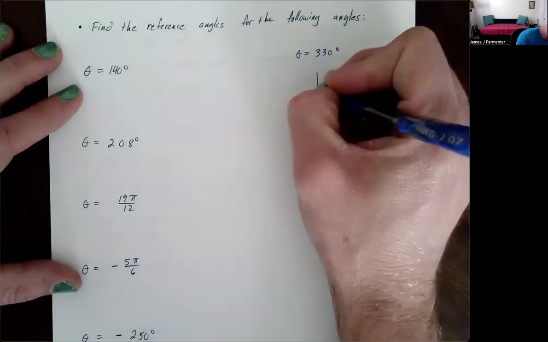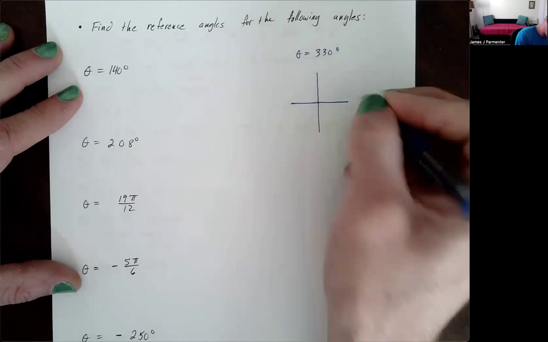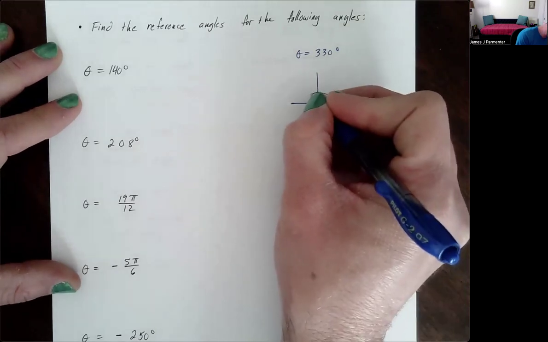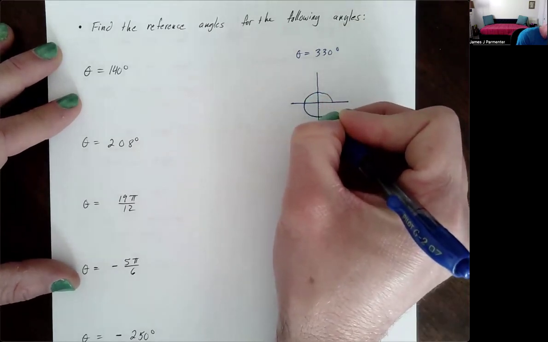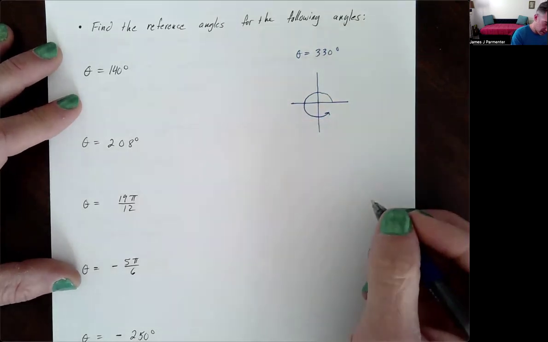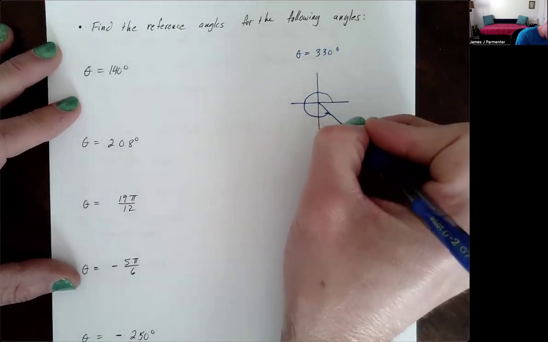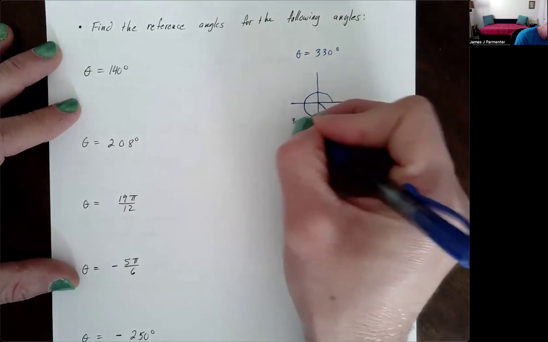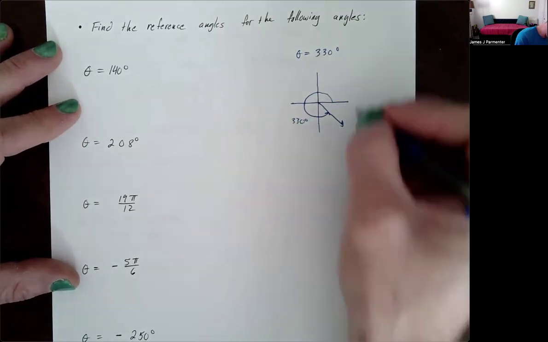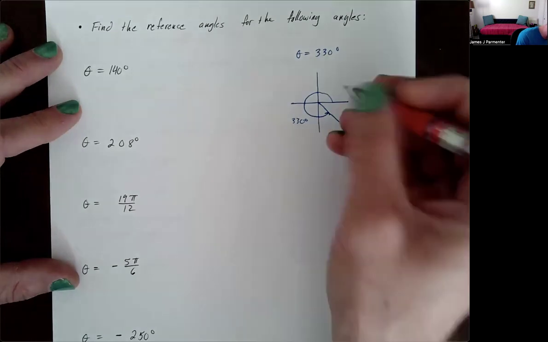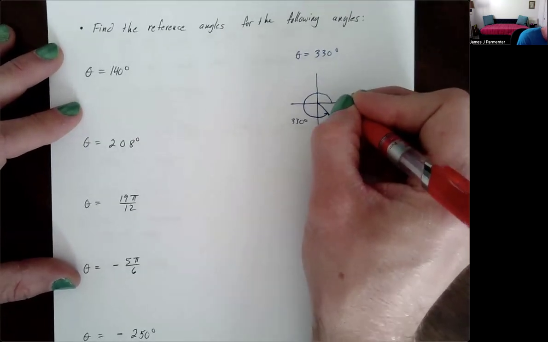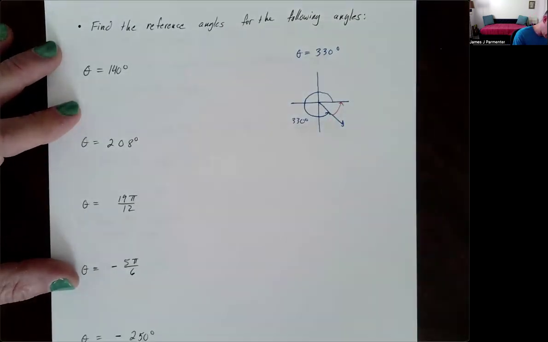So for this angle here, 330 degrees, we know it's more than 90, it's more than 180, it's more than 270, but it's not more than 360. So it's going to look something like this. My picture is probably not great. So that's my 330 degree angle. And if I'm going to measure to the nearest x-axis, I'm going to go that way to the nearest x-axis. That's my reference angle.